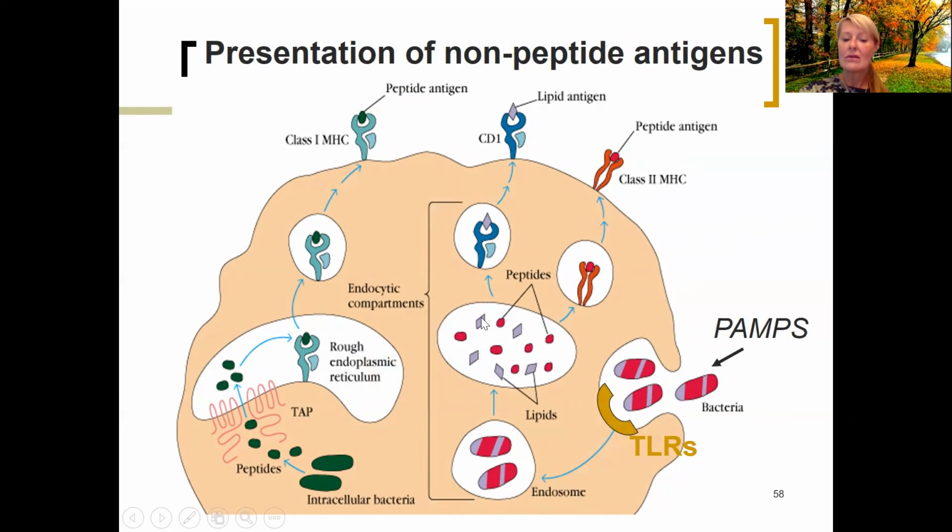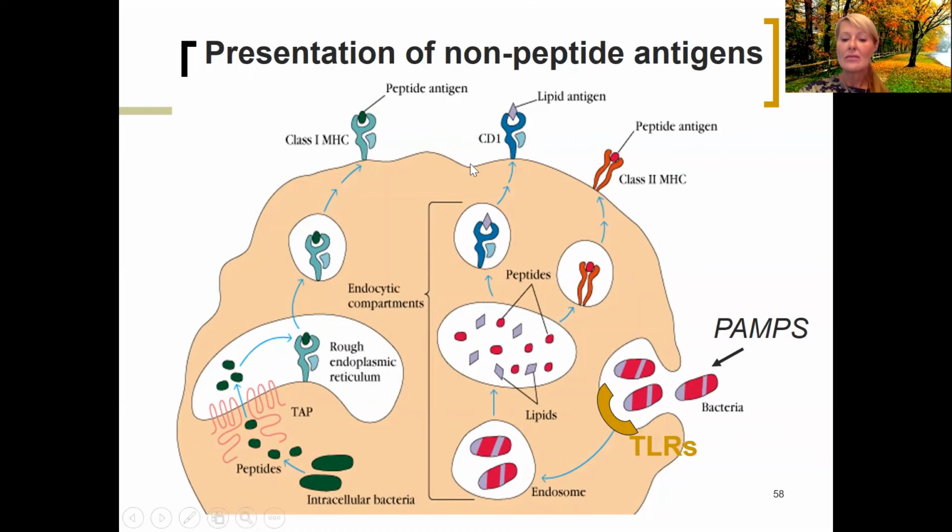And now, as it turns out, these lipids are loaded onto another kind of molecule, and they're called CD1. But if you look at this, you can see the CD1 molecule looks a whole heck of a lot like MHC class 1. They're part of the same immunoglobulin supergene family. They have a binding pocket, and they also associate with beta-2 microglobulin. But the overall structure is unique. And so this is CD1. And you can see here CD1 displaying a lipid antigen.